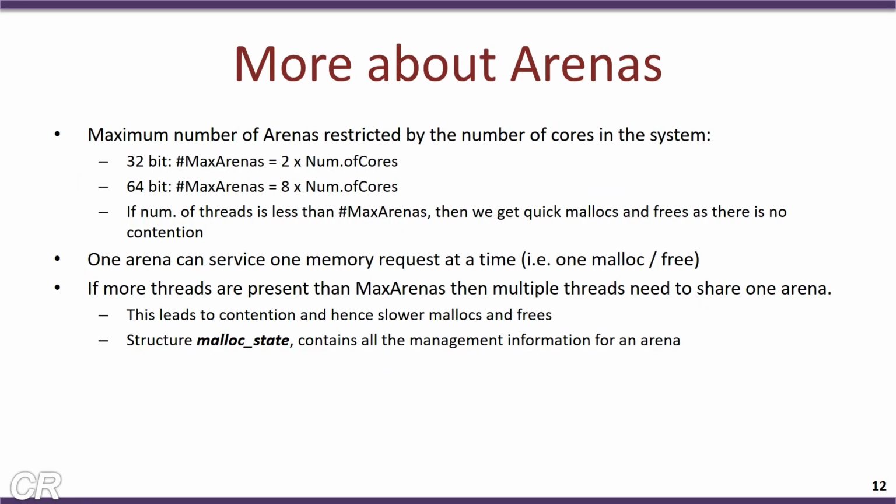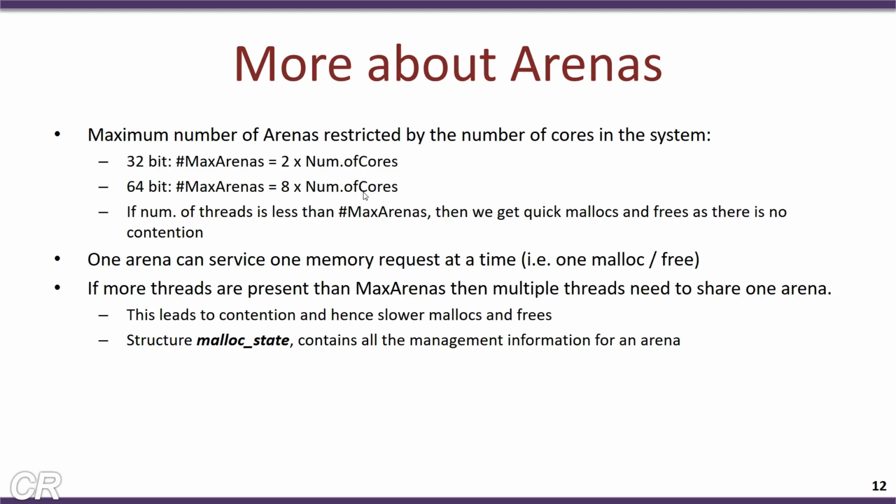Some more information about arenas in the heap. There is a maximum number of arenas that can be present in a particular process. Typically in a 32-bit system, the maximum number of arenas present is 2 times the number of cores present in that system. So these cores are the processor cores present in that system. In a 64-bit system, the maximum number of arenas that are present in a particular process is 8 times the number of cores.